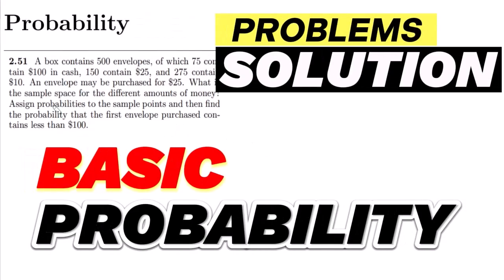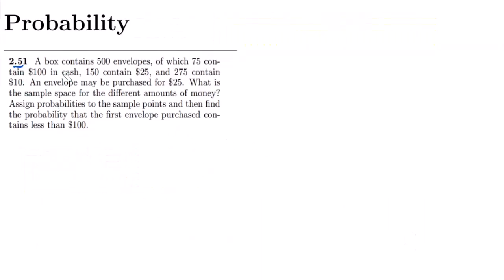Hello guys, so this is question 2.51 and the statement here is that a box contains 500 envelopes, of which 75 contain $100 in cash, 150 contain $25 cash and 275 contain $10 cash. An envelope may be purchased for $25. What is the sample space for the different amounts of money?